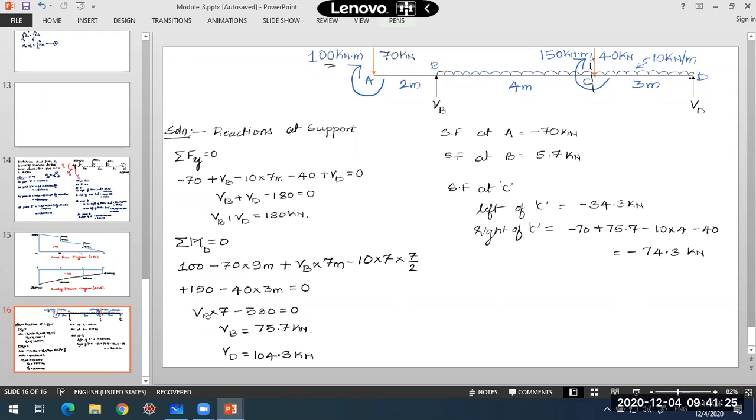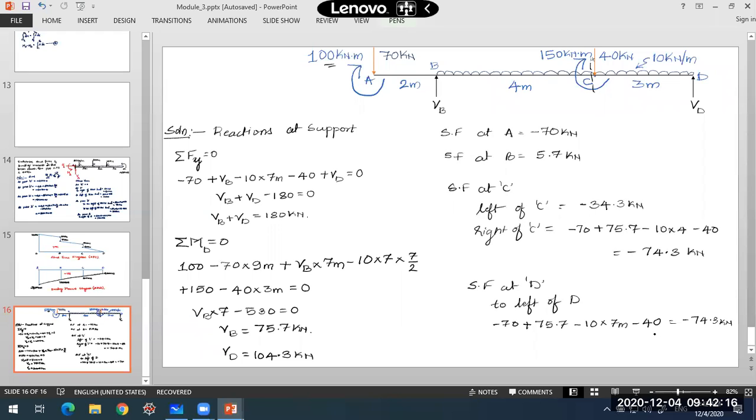Now directly we'll go to point D. Shear force at D: I'll calculate to the left of D. All the loads to the left of the section placed just left of D are: minus 70, plus VB, which is 75.7, due to the UDL minus 10 into 7 meters, since this is 4 plus 3, 7 meters, and minus 40 concentrated load at C.